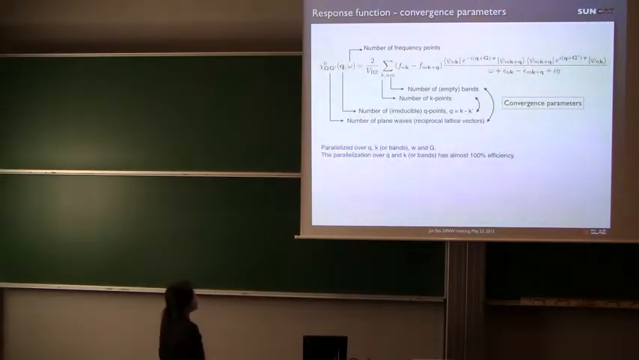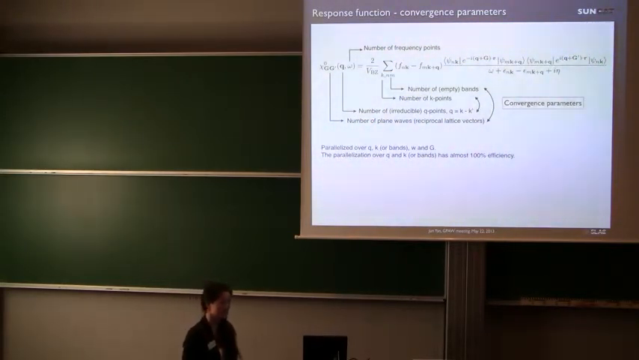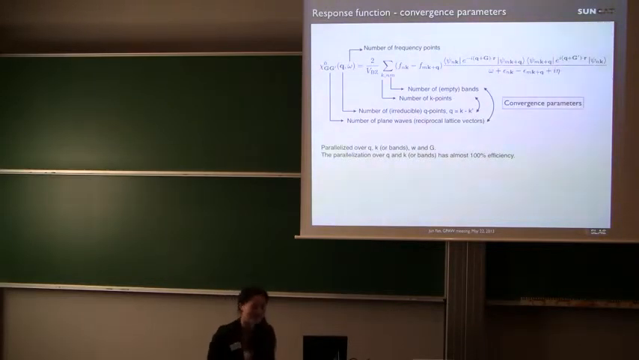Right now in the CPU code, because it's just a summation of individual excitations, it's very easy to parallelize. We can scale it to 10,000 cores without problem, because we have enough bands to do parallelization.